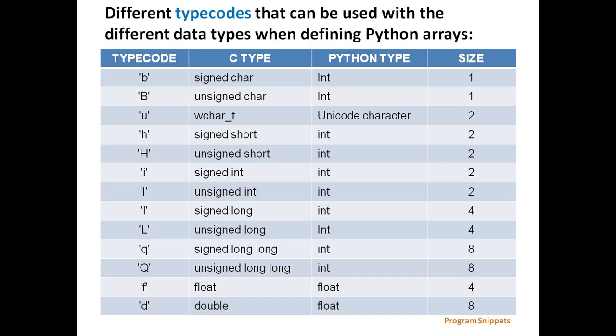Different type codes that can be used with different data types while defining Python arrays are: small b is used for defining signed character, capital B is used for unsigned character, u is used for Unicode character, small h is used for signed short integer, capital H is used to define unsigned short integer, small i is used to define signed integer, capital I is used to define unsigned integer, small l is used to define signed long, and capital L is used for unsigned long. Small q is defined for signed long long and capital Q is defined for unsigned long long. f is defined for float and d is defined for double.